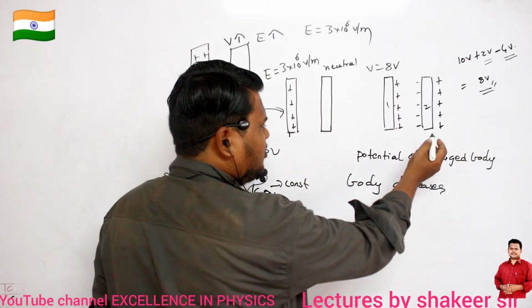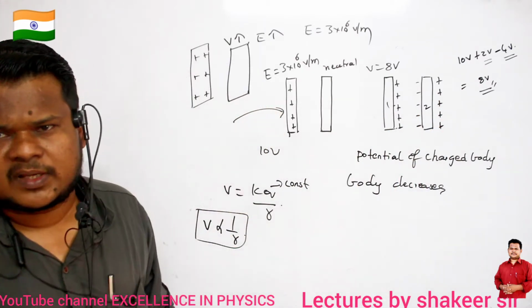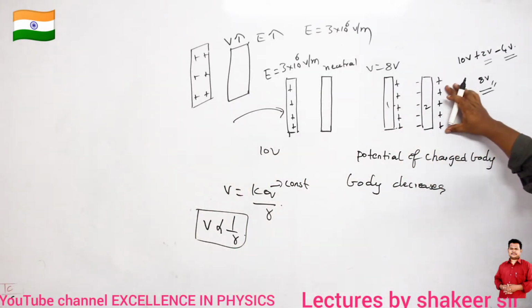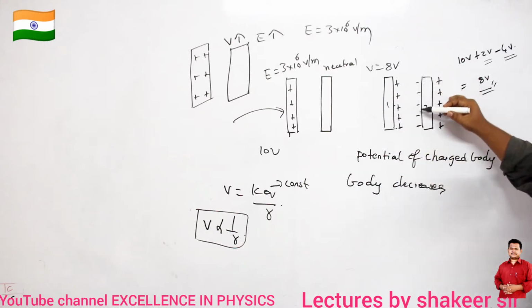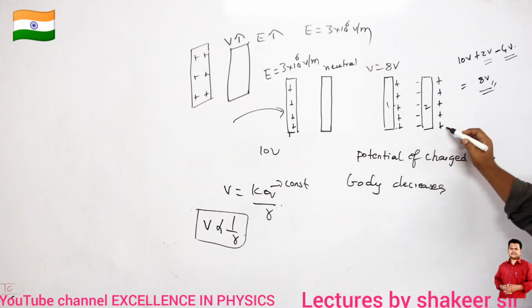So when compared to positive charges, negative charges are at a lesser distance. Are you able to understand? When compared to these positive charges, negative charges are present at a lesser distance. So the magnitude of potential because of negative charges will be greater, because when compared to positive, negative charges are at a lesser distance.